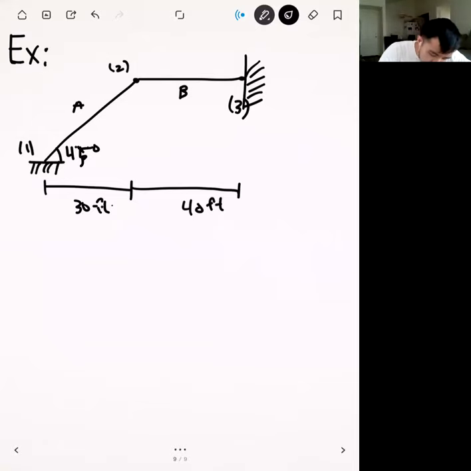And so let's write out some of the properties. So we have Young's modulus is equal to 30 E6 psi.